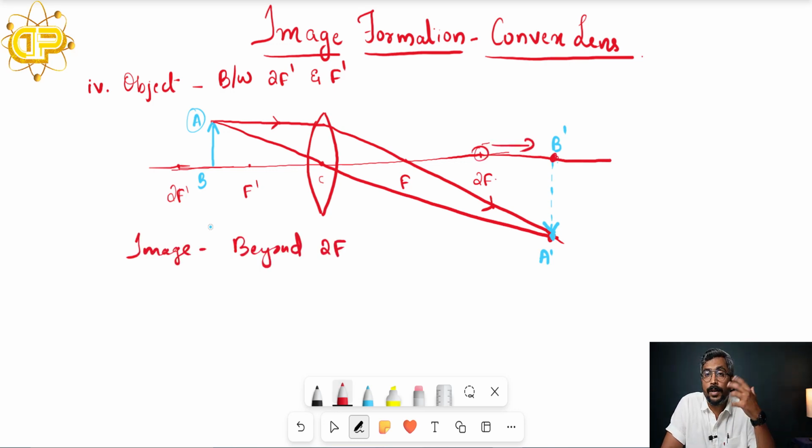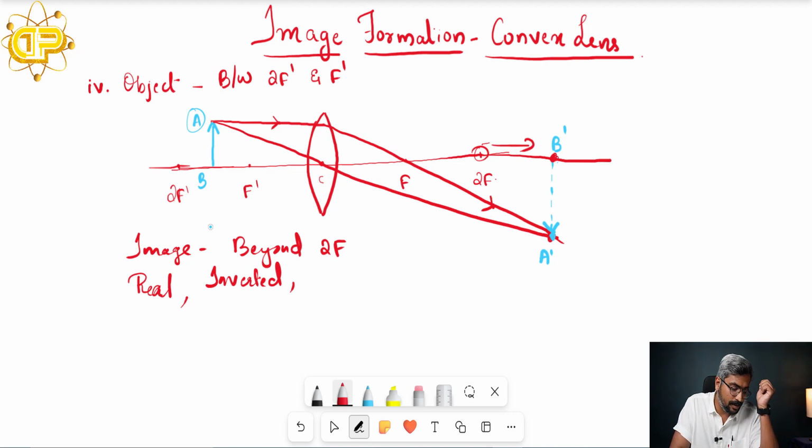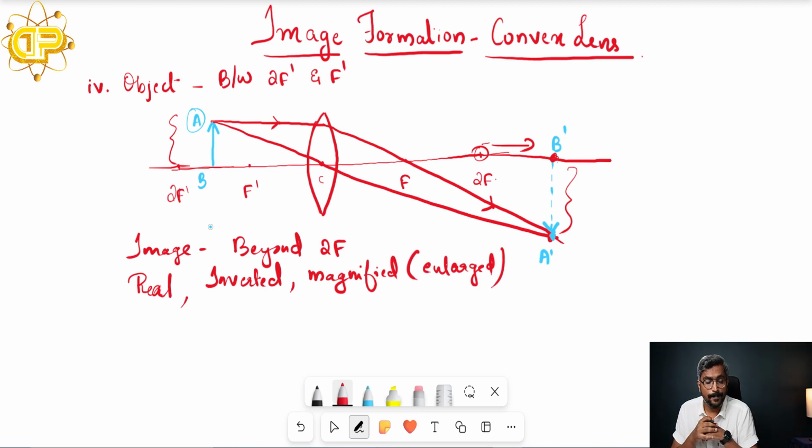And what are the different properties you obtained? The rays meet in real, so you are getting a real image. All real images are inverted images. And the next thing is, what about the size? Look at the size of AB and A dash B dash. Here you can see a magnified image is formed, so it is magnified. So these are the properties when I keep my object between 2f dash and f dash. So this is all about the fourth case.